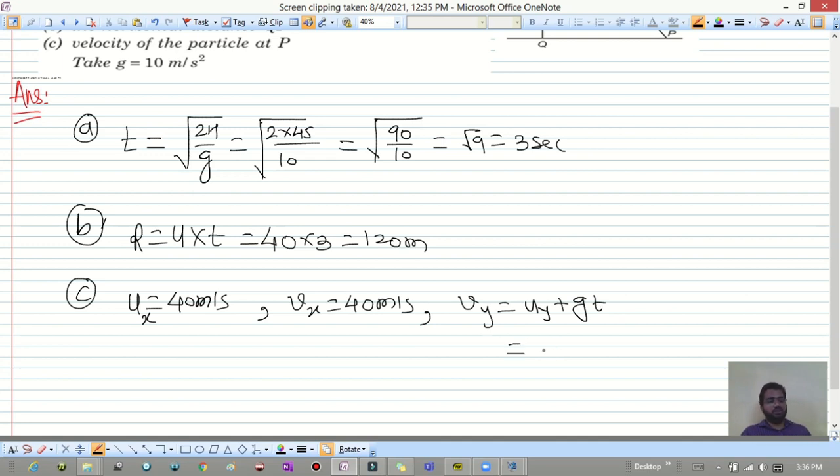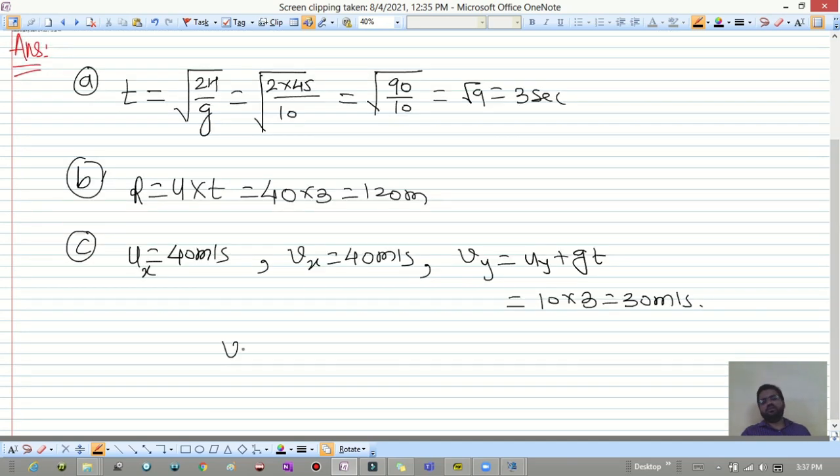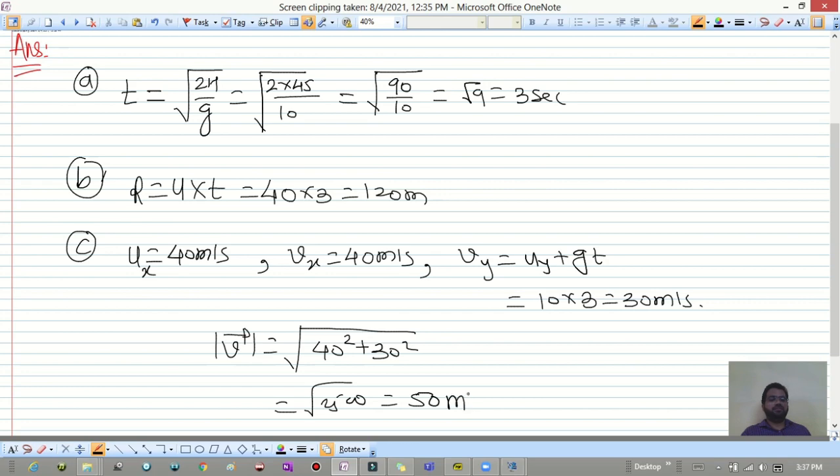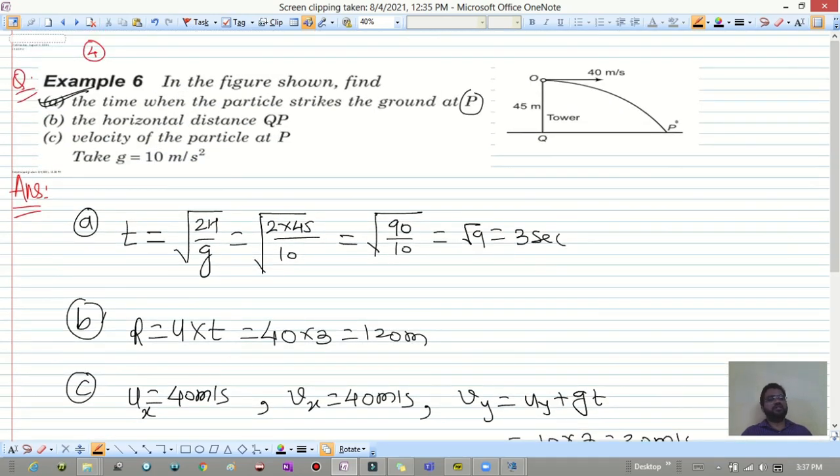It is 10 into what is the time? 3, which is 30 meter per second. Right, so the velocity we have is root of 40 squared plus 30 squared, which is root of 2500, which is 50 meter per second. This is the velocity of the particle at point P. So I hope this is clear.